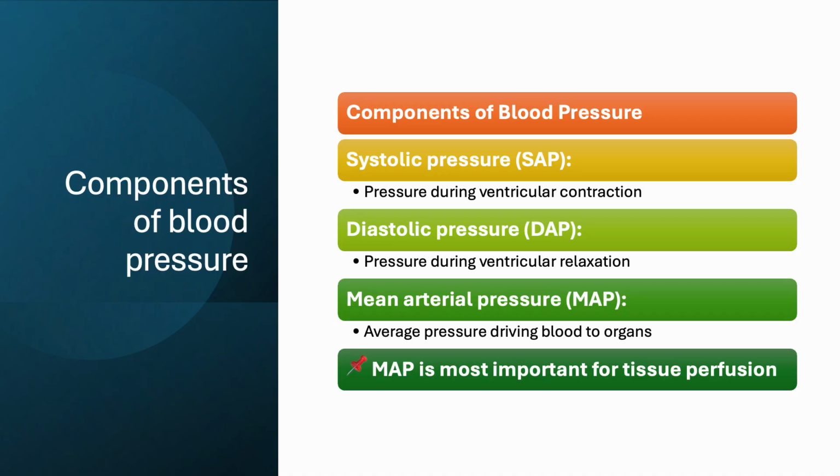The components of blood pressure are the systolic pressure, that is the pressure during ventricular contraction, the diastolic pressure, which is the pressure during ventricular relaxation, and the mean arterial pressure, which is the average pressure driving blood to the organs. The mean arterial pressure is the most important for tissue perfusion.